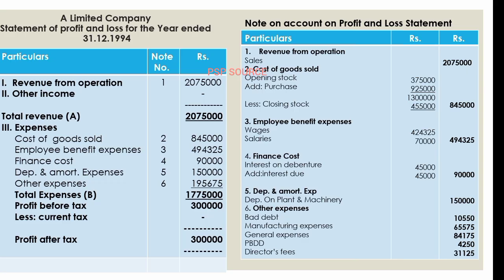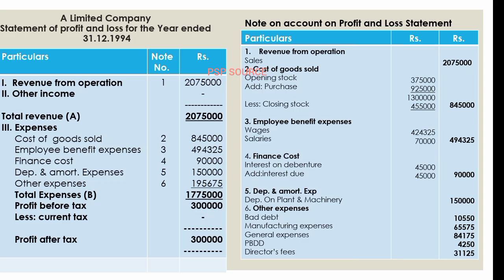If you get more in revenue than expenses, then you will get profit. Here revenue is rupees 20 lakh 75,000 and expenses are rupees 17 lakh 75,000, so you'll be getting a profit of 3 lakh. Next, if any tax entry is given, that needs to be deducted. But here there is no tax given, so we can directly enter that profit amount of 3 lakh as profit after tax.